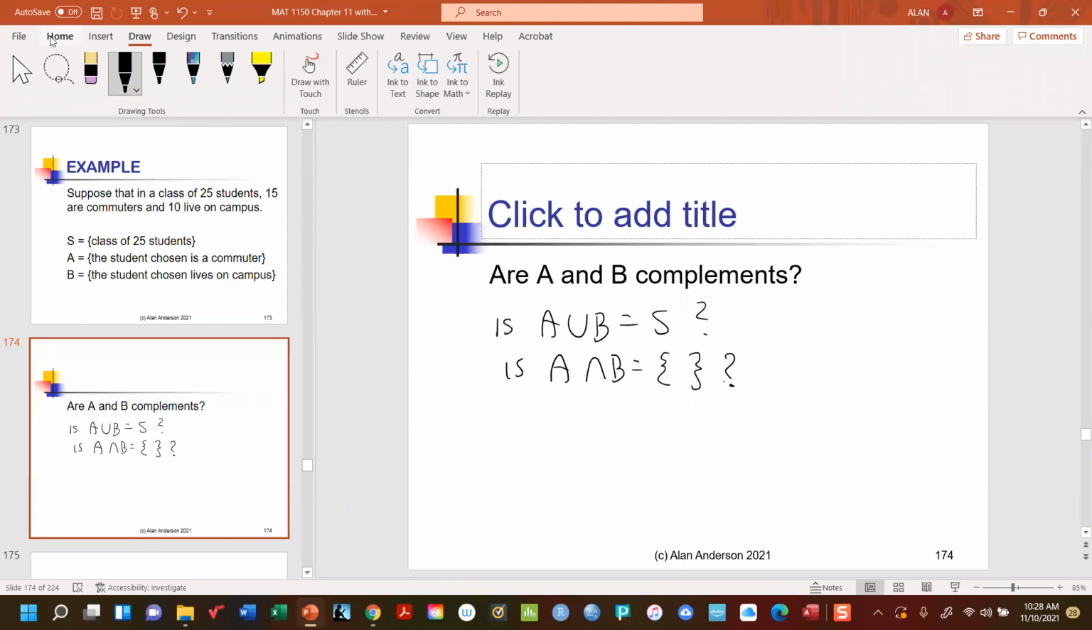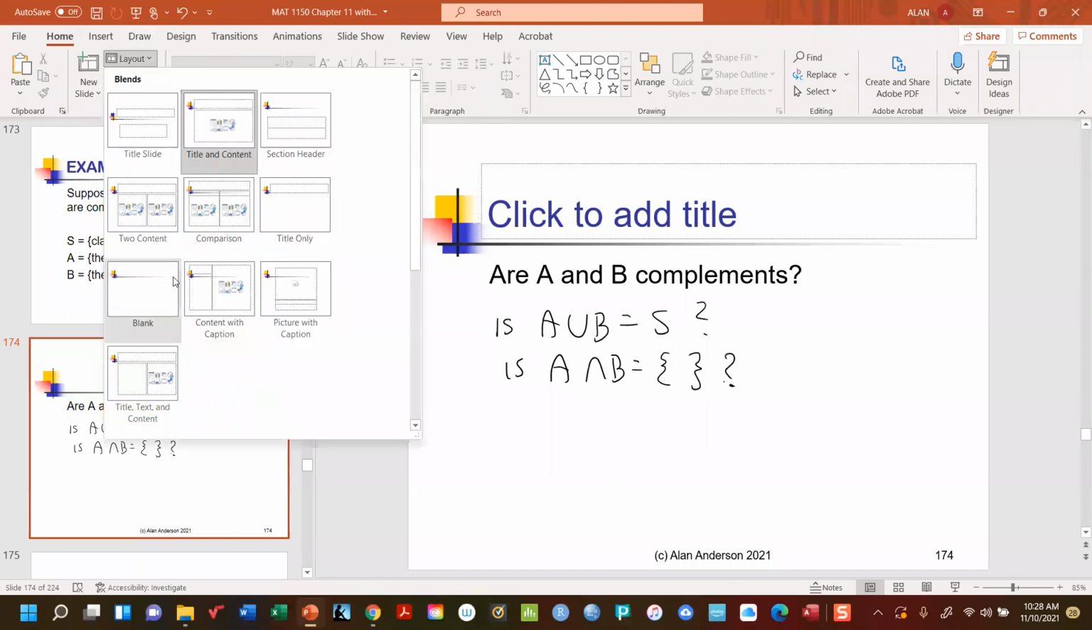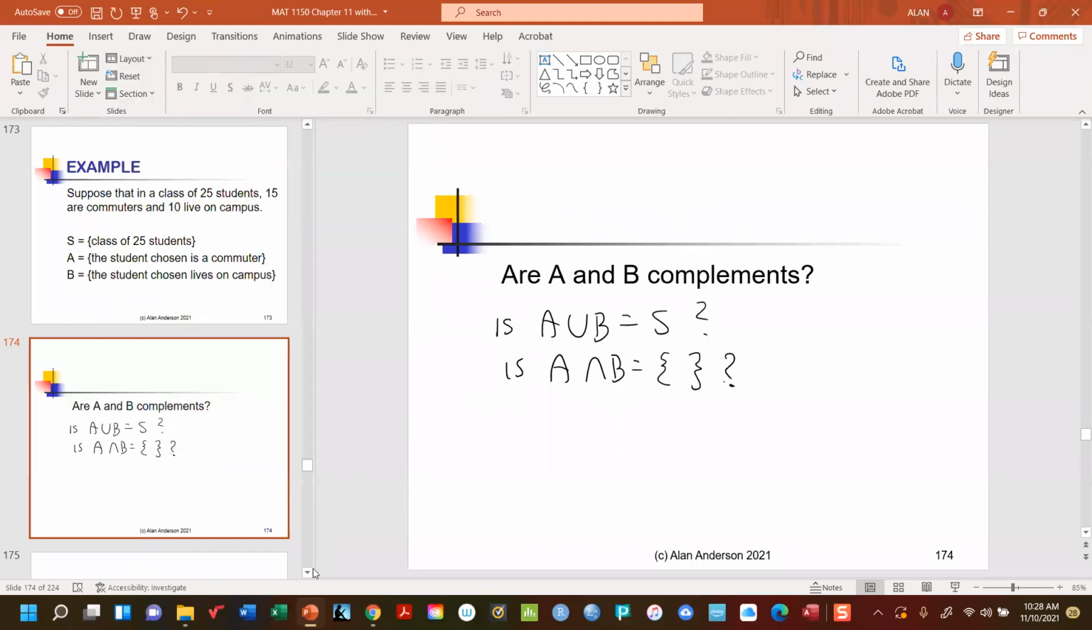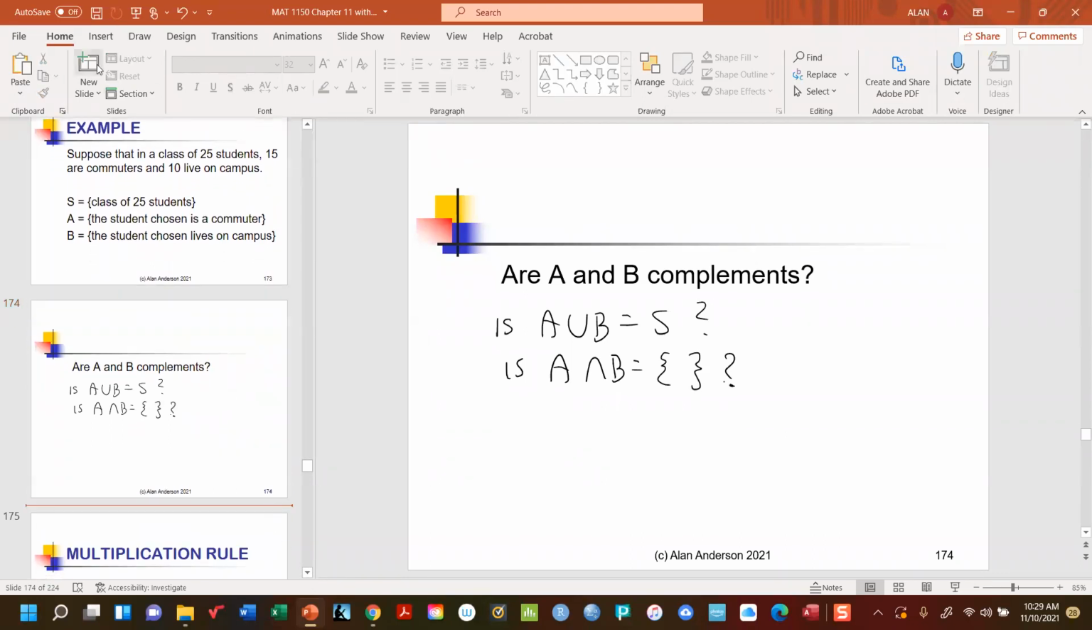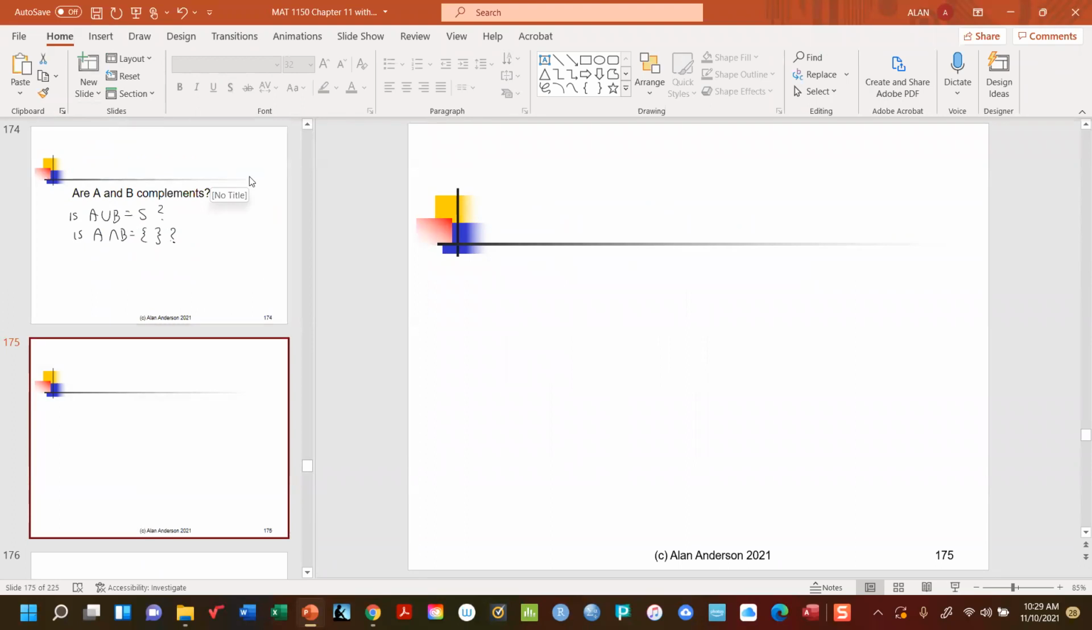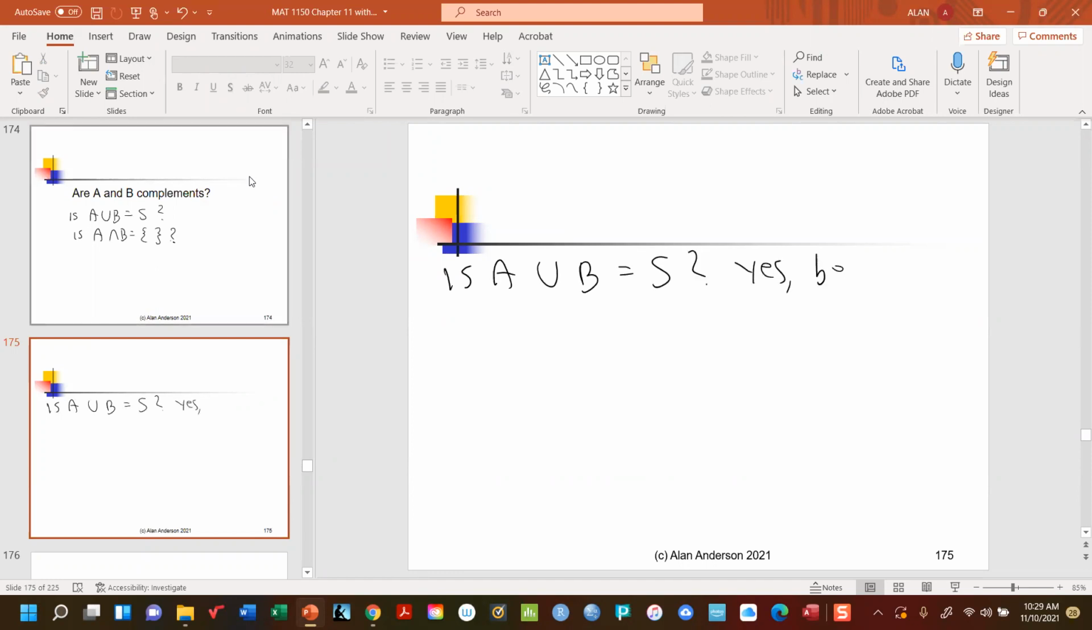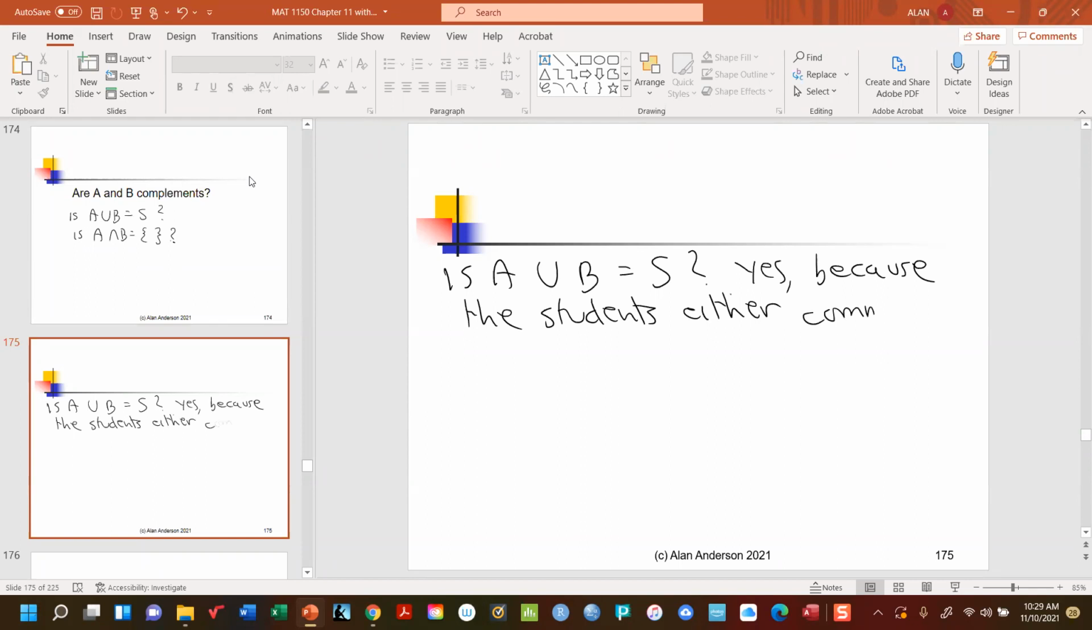Well, I think it's pretty clear. It's a very simple example, but let's just go through and demonstrate whether this is true or not. So is A union B equal to the entire sample space? Yes, because all the students either commute or live on campus. There's no third category. That one's a done deal.